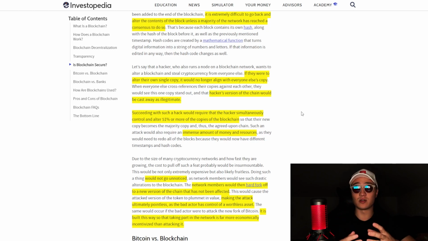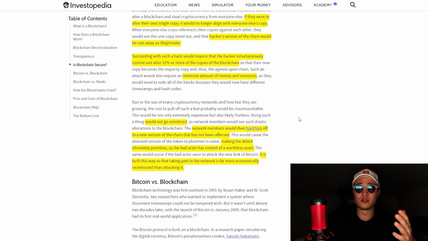The probability of succeeding with such a hack would be very small, because it requires that the hacker simultaneously controls and alters 51% or more of the copies in the blockchain, and it would also take a lot of money and resources. And next to that, it would not go unnoticed. Everybody would notice it, and it would just not be worth it, right?